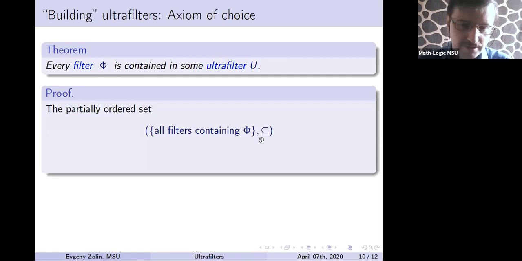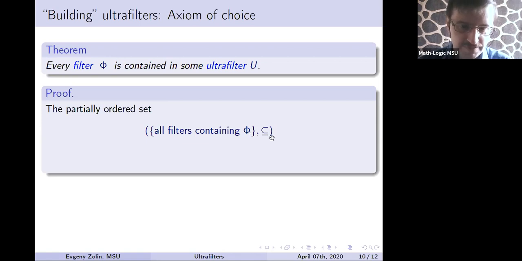And this is the partial order on them, the inclusion. So this is a partially ordered set. What does it mean, partially ordered? This relation is reflexive. Phi is included in phi. Phi is contained in phi.